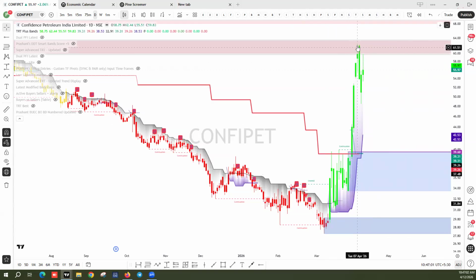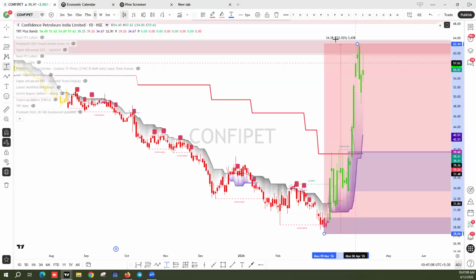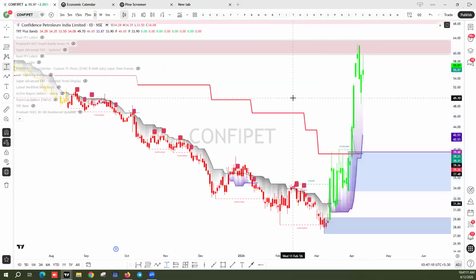See, from this 27 to 60, it is more than 100%. So it has gone up significantly, very strongly, very fast. In such scenarios, I had shown you two charts. One was PC Jewelers, which failed and just kept on falling. It is similar to that. So I will not buy even if it comes down for retracement entry.